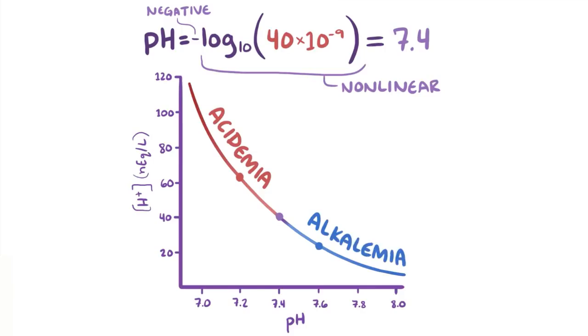So, due to this logarithmic relationship, a change in pH in the acidic range, or below 7.4, will show a larger change in hydrogen concentrations than if the same change happened in pH in the alkaline range, or pH above 7.4.